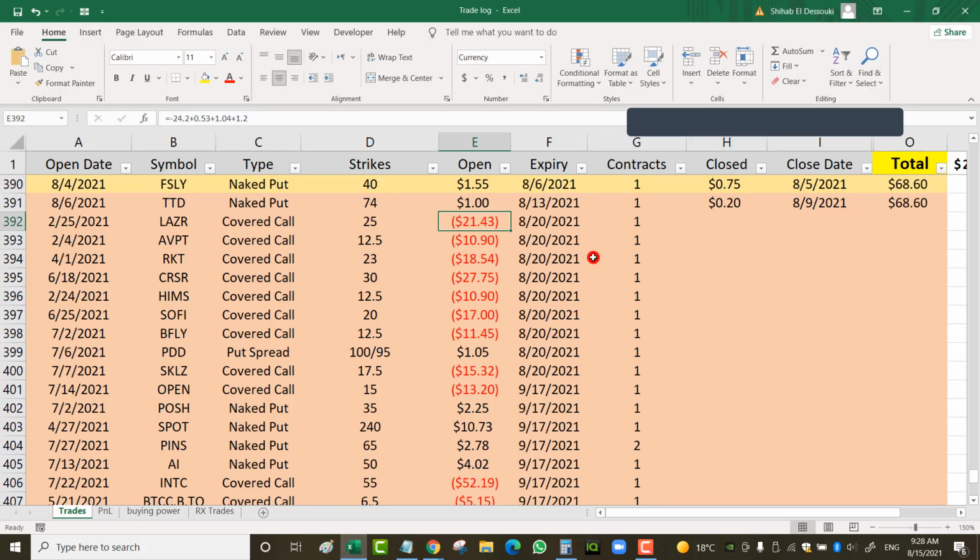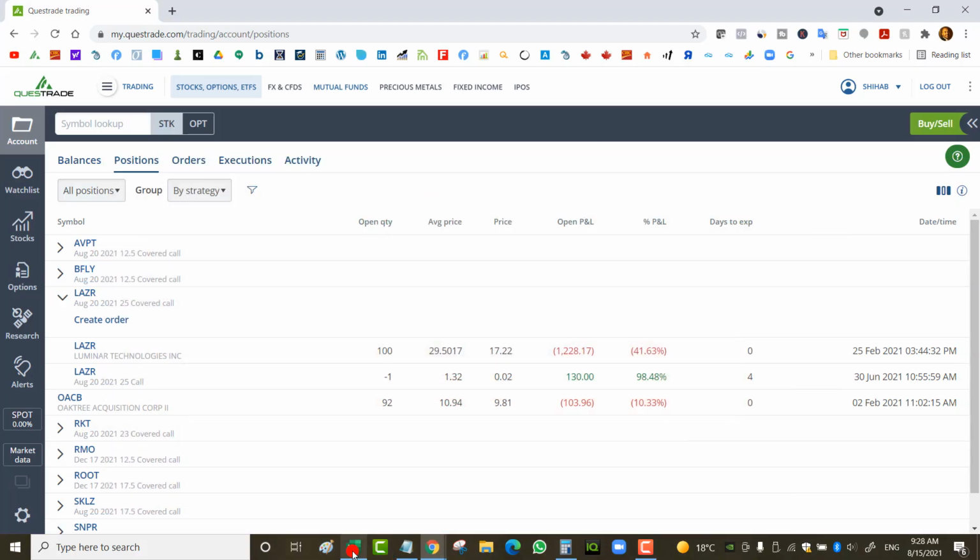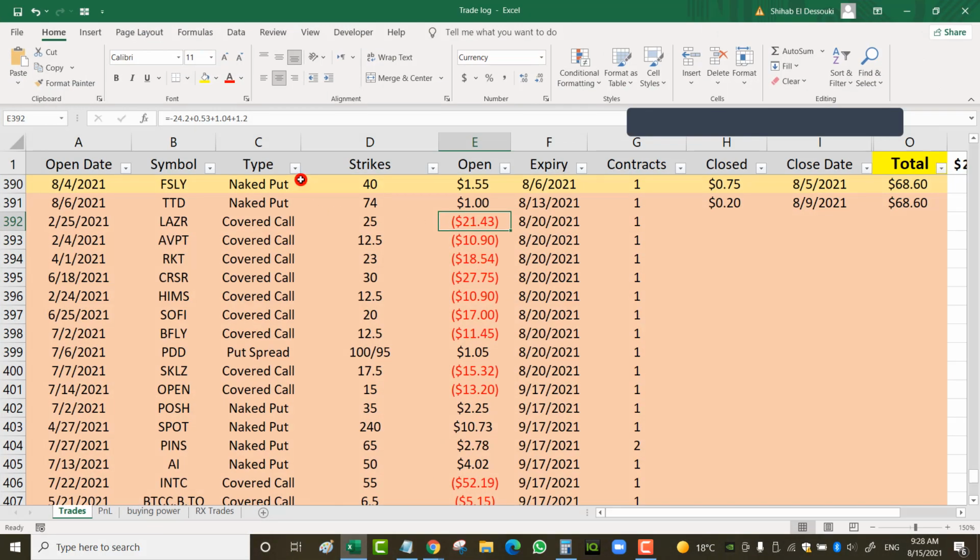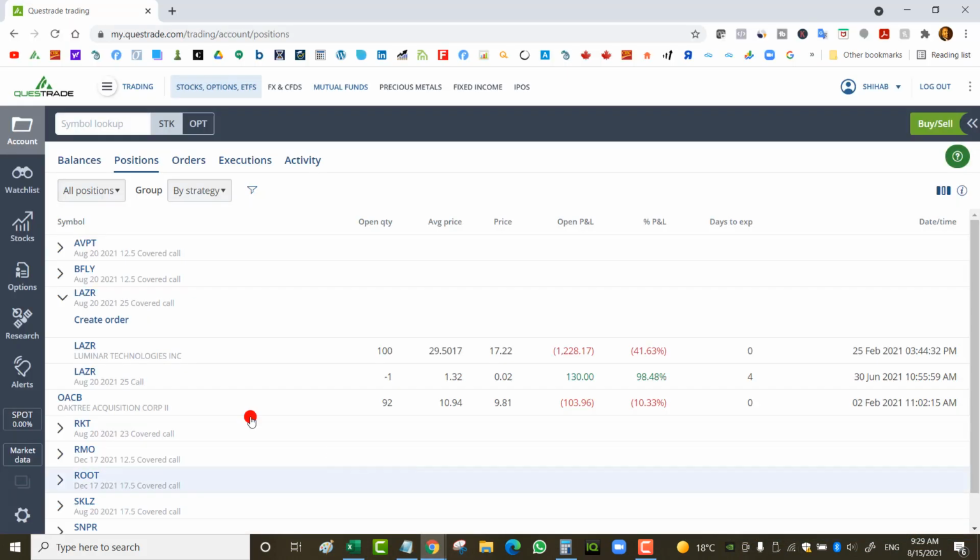My cost basis being 21.43. So I collected enough credit to bring my cost basis lower. My initial net debit was 24.2, but then I collected an extra 53 cents, and then $1.04, and then $1.20. So it brought my cost basis all the way down to 21. So that's what I've got here right now with Luminar.